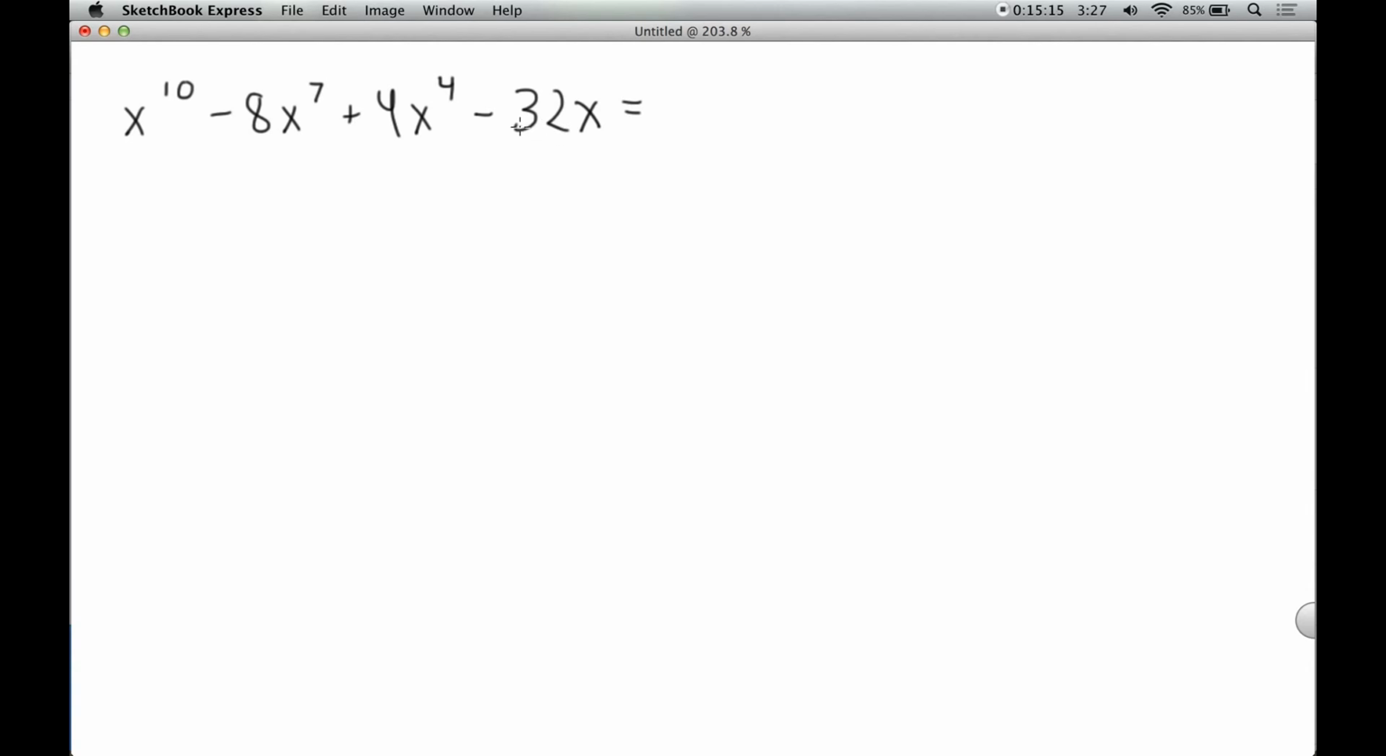Okay, so with this one, it might look a little strange because we have all these different exponents now, but if you notice, it's really just a pattern, 10, 7, 4, 1, going down by 3. So that makes this problem completely factorable. So we're just going to treat it like a normal factoring by grouping problem. Factor out an x to the 7th from the first two terms, and then factor out a 4x from the last two terms.